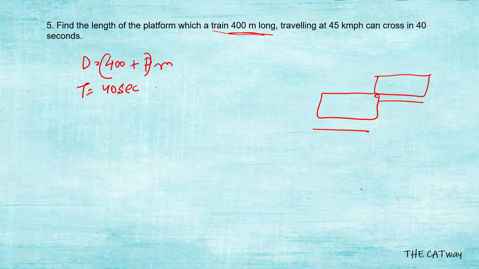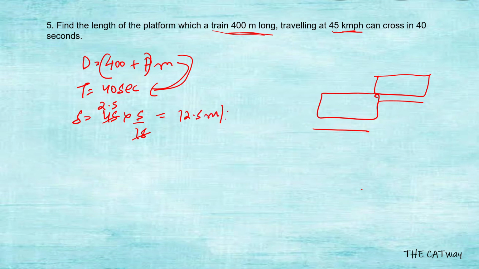This one is in meters, so both are in the same unit. Then it is 45 kmph. Now we have to convert the speed of 45 kmph into meter per second, because the other two are in meter and second. So we have to do 5 by 18. So this will go 2.5 times. If this goes 2.5 times, the speed will come out to be 12.5 meter per second.